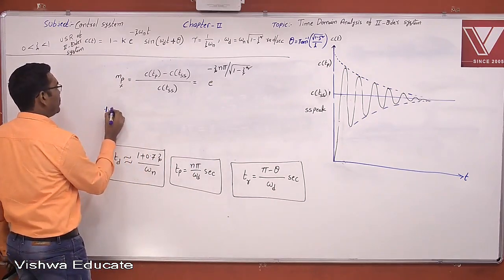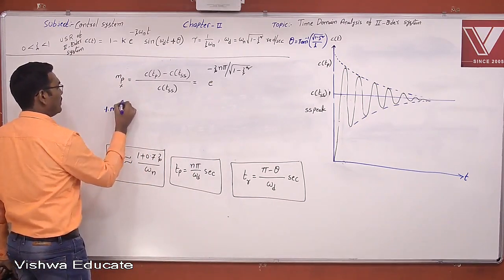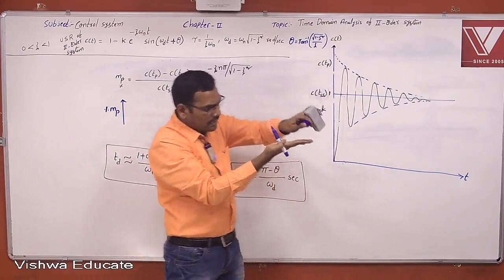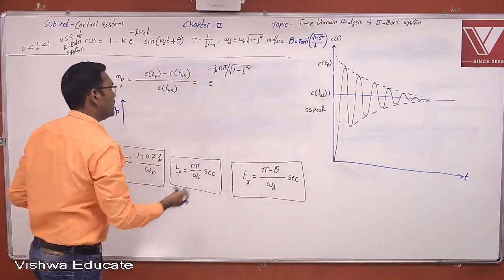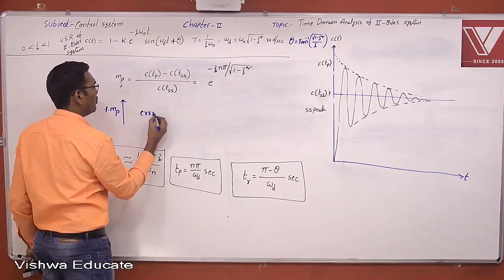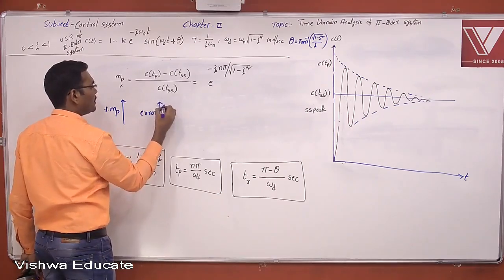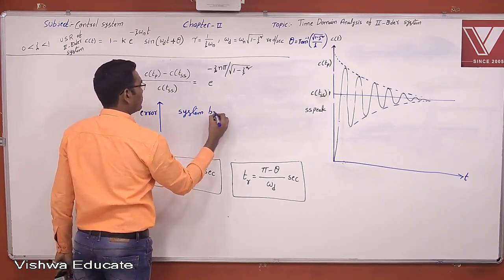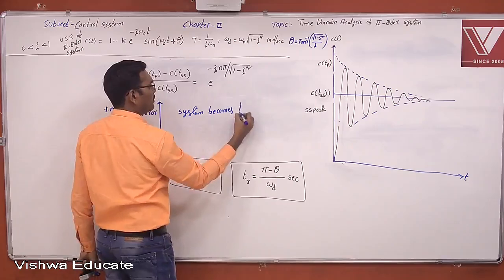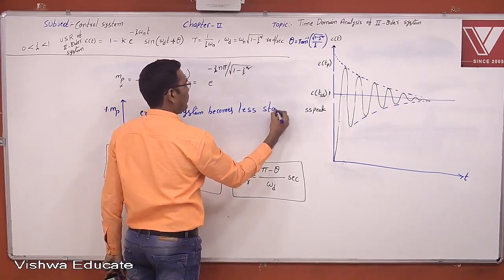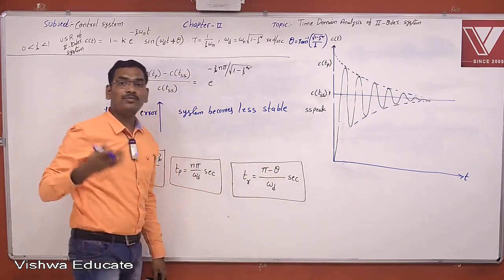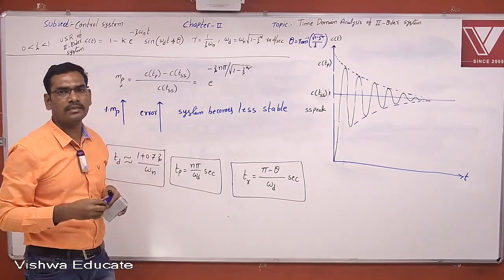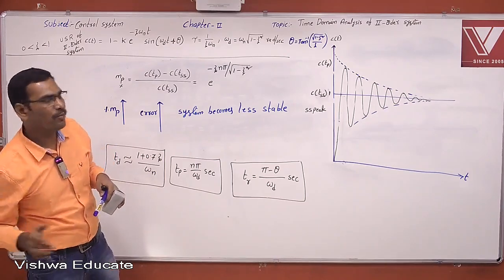When percentage peak overshoot is more, what is the meaning of that? It means this deviation is more. There is a large deviation. When there is a large deviation, error is more, error is very high. When error is very high, the system becomes less stable, because where error is more, it is inaccurate, and that is obviously an unstable or less stable system, whose stability should decrease day by day.